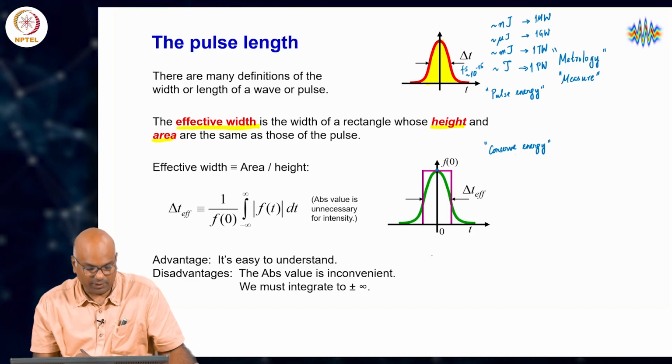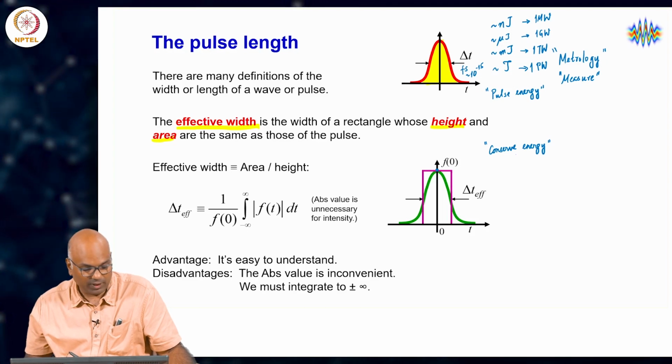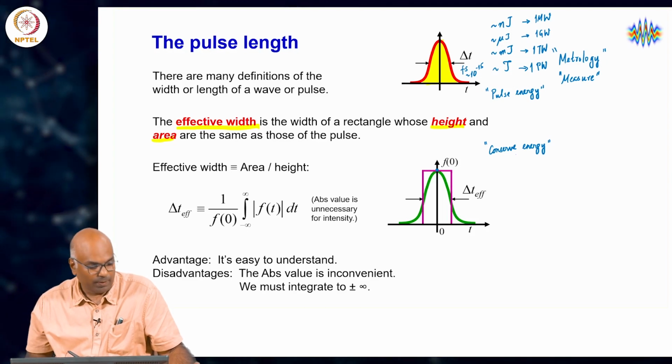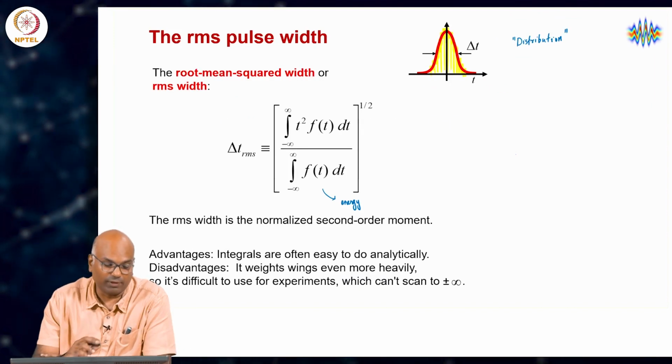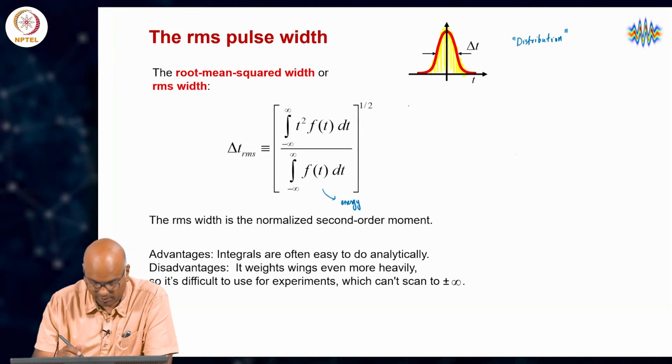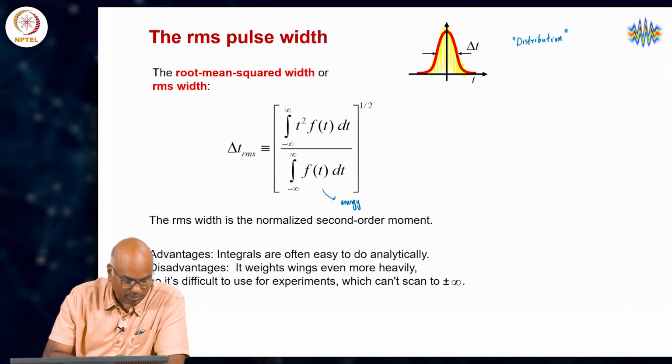So, we have implicitly assumed that this is an intensity dependent quantity or it is the intensity envelope. So, the RMS width is another measure where it is essentially the normalized second moment.